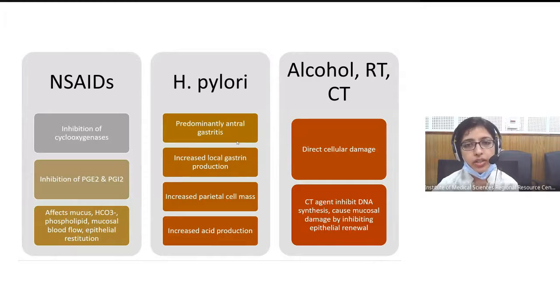Now Helicobacter pylori causes predominantly antral gastritis. So when the antrum is affected, there is increased local gastrin production. Gastrin is a hormone secreted by the G cells, which are the neuroendocrine cells present in the antrum. This gastrin will then act on the parietal cells of the body of the stomach and will lead to increased acid production. Okay, so that is how there is an increase in acid production with Helicobacter pylori infection, and then these patients may progress to develop the complication of Helicobacter pylori gastritis, and that is peptic ulcer disease, to which we will come subsequently.